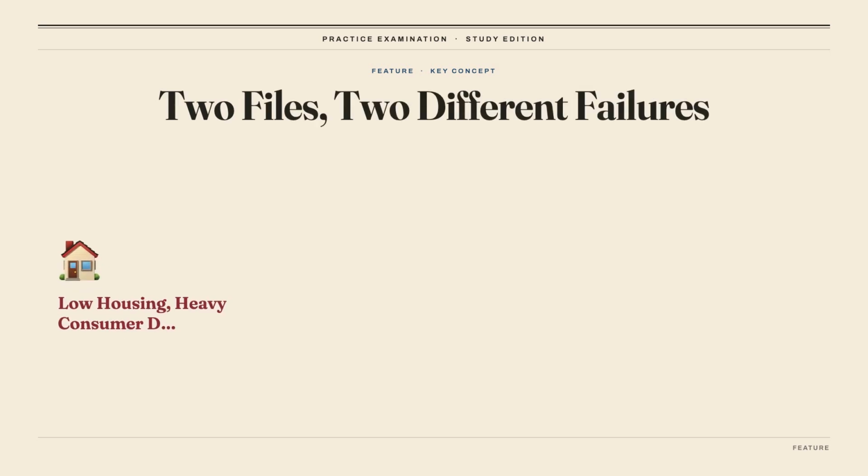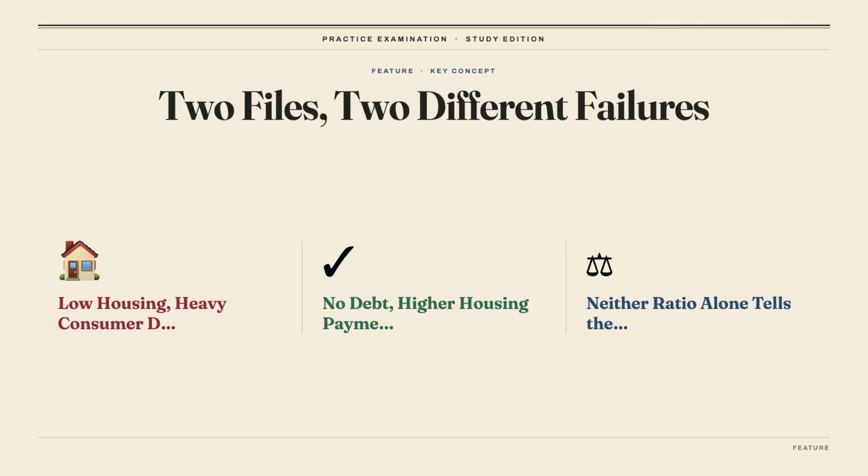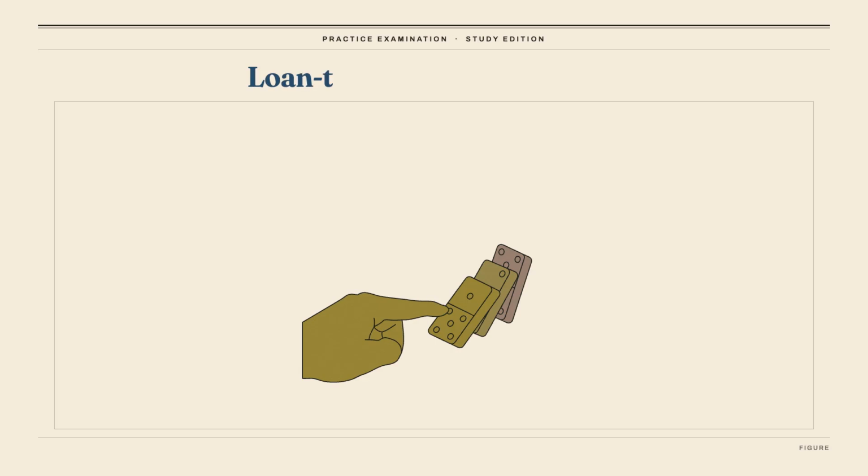A lender computes both ratios because they catch different problems. A borrower with a modest housing payment but heavy consumer debt can look fine on one ratio and fail the other, while a borrower with no other debt might support a payment that otherwise looks aggressive. Neither number alone describes the file, and neither ratio is an automatic gate. Compensating factors like reserves, credit history, and down payment size get weighed against the benchmarks.